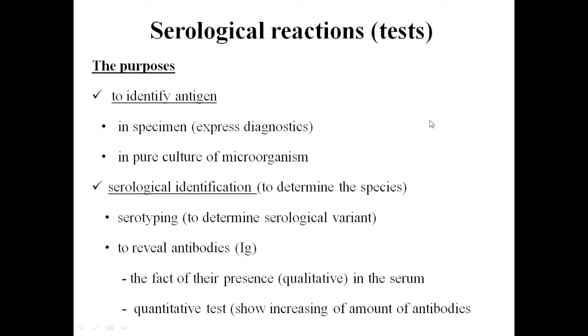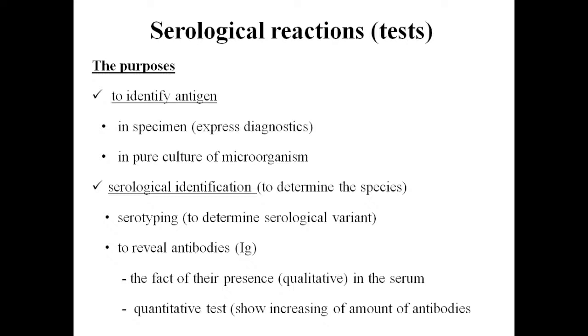We may use serological tests for different purposes. The first one is to identify antigen, to identify the name of bacteria. What is this bacteria? In specimen, for rapid diagnosis or express diagnostics, or for identifying antigen in pure culture of microorganism. Another one is serological identification to determine the species of microorganisms. It includes serotyping, when we determine serological variant.